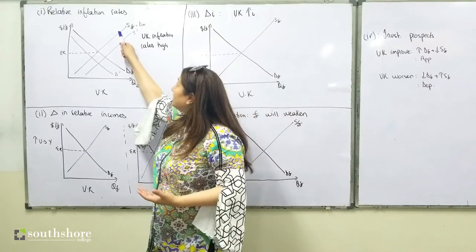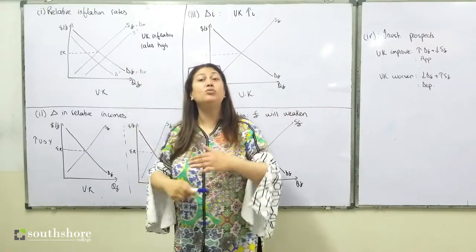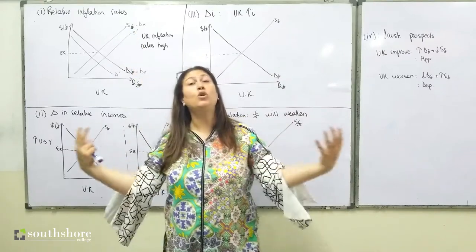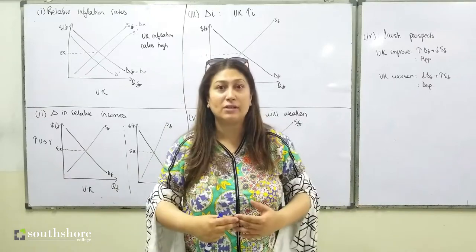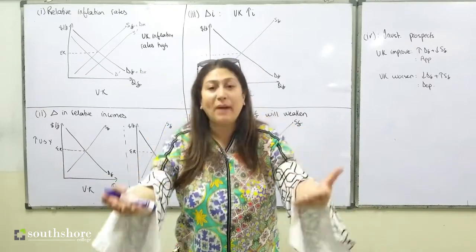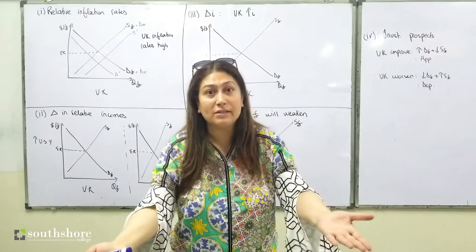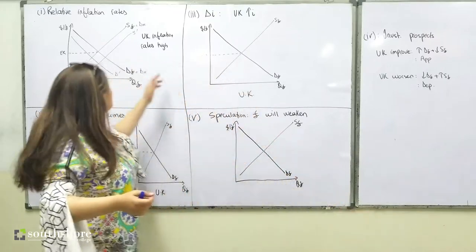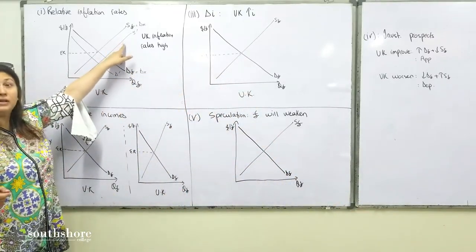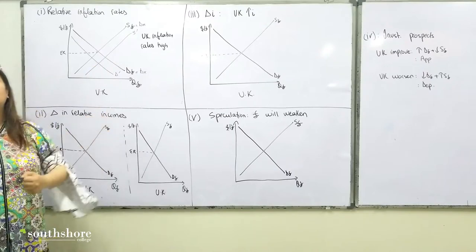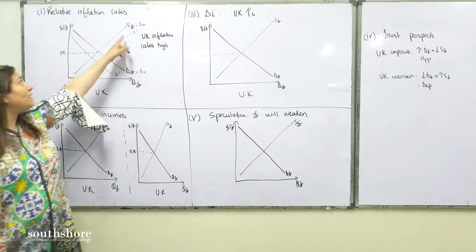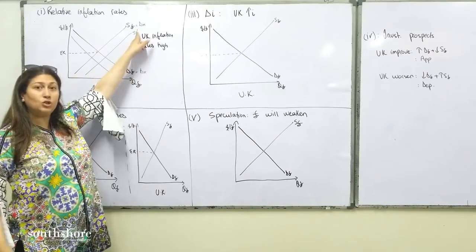When they do that, they will be supplying more of their currency. You supply your currency when you want to buy goods and services from other countries. I will supply more of my currency if I want to buy more goods and services from other countries. So the supply curve is going to shift outwards. More of my currency is going to be available on the forex market as I am trying to buy more goods and services from the US.